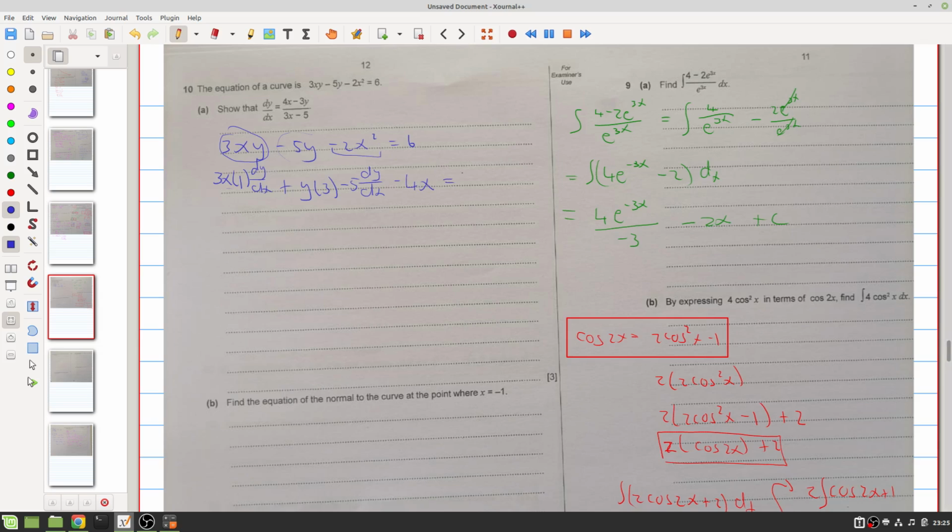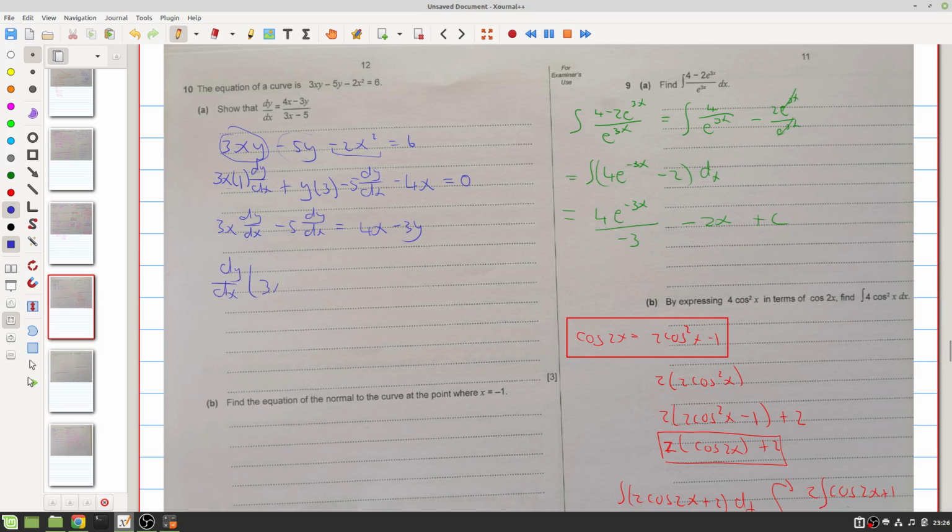And if we differentiate 6, we get 0. Alright, now we want to collect all the dy/dx's on one side. So 3x dy/dx, and then minus 5 dy/dx equals, so we're going to take over the minus 4x to become positive 4x, and the positive 3y to become minus 3y. Then we factor out a dy/dx.